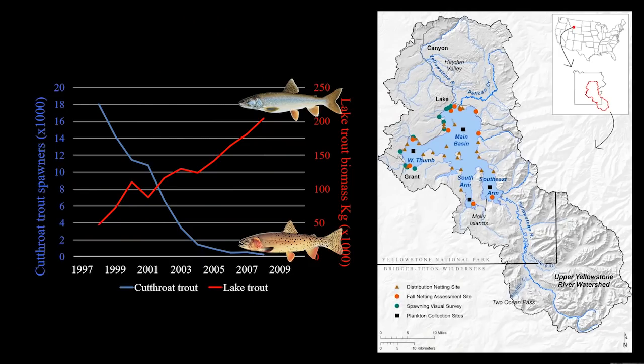So lake trout, as shown on this graph by the red line, increased dramatically in abundance and biomass from the late 1990s through the late 2000s. At the same time, we witnessed dramatic declines in our native Yellowstone cutthroat trout in spawning streams and within the lake itself.